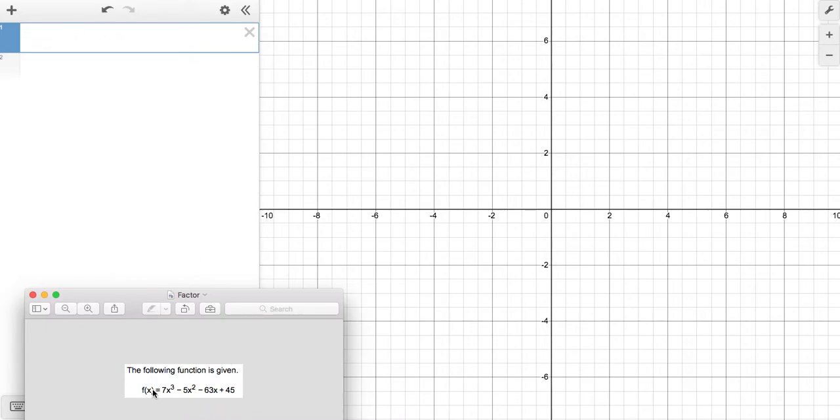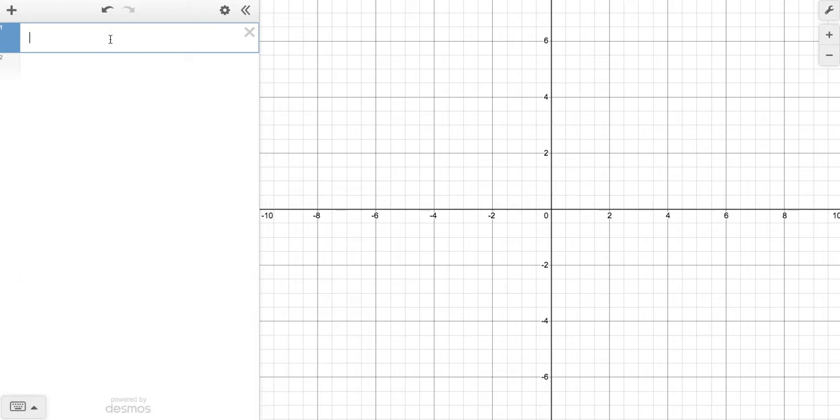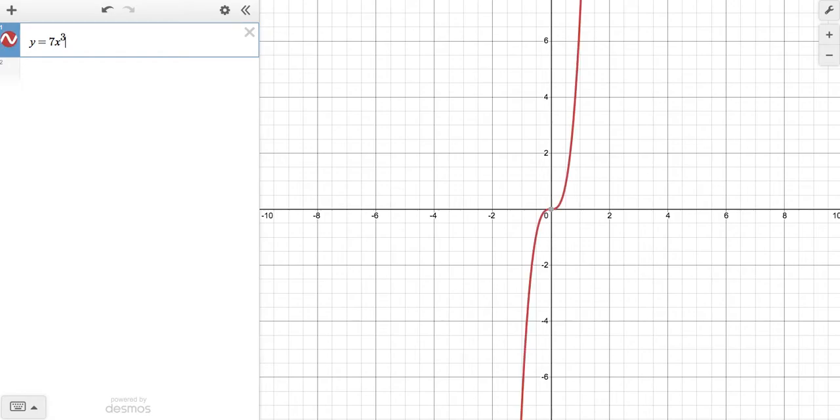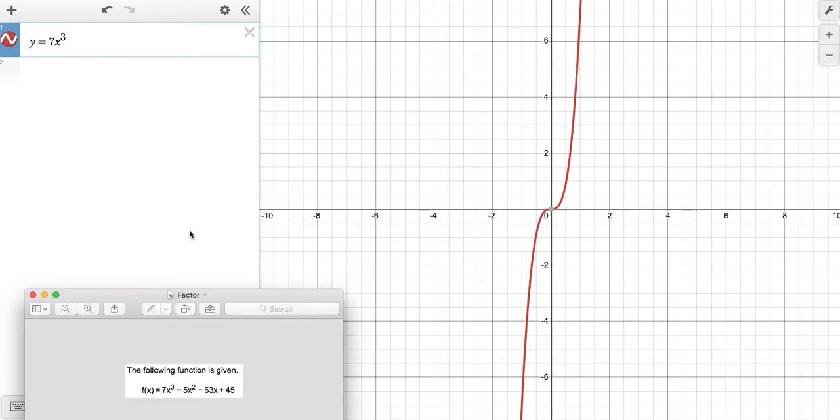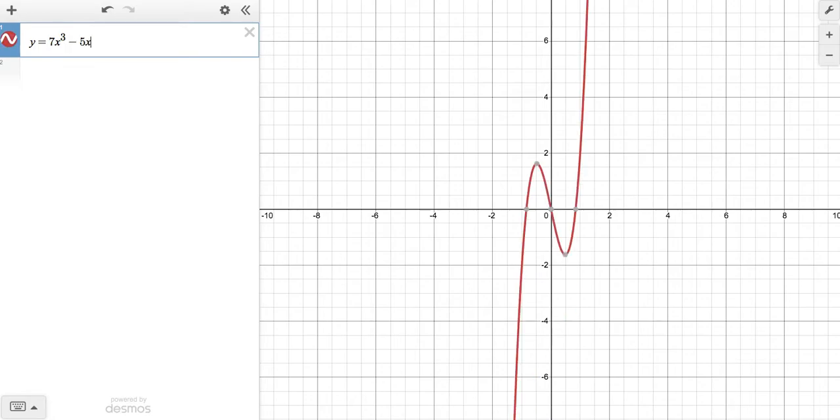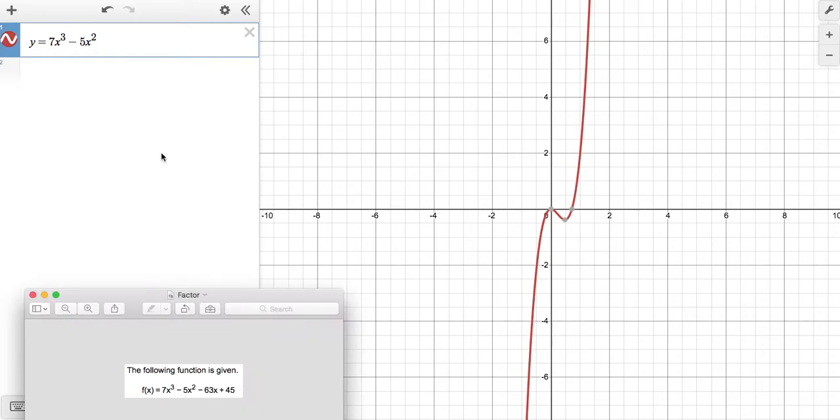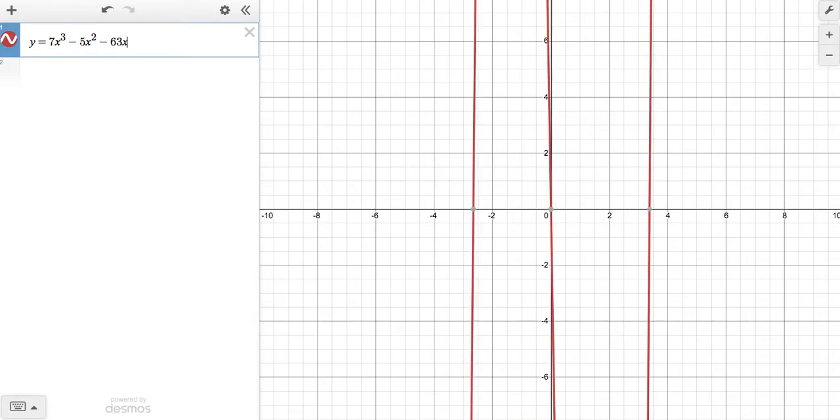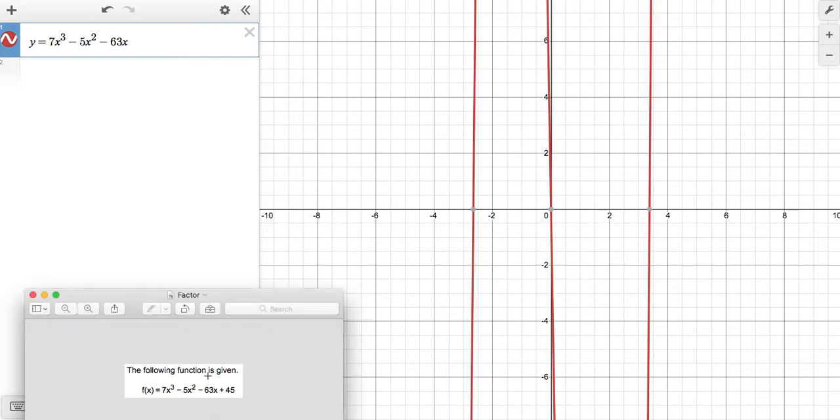You can type in f of x if you want, or simply write y is equal to, and it'll give you the same graph. So for this, I'm just going to do y is equal to 7x, and if you want an exponent, you can press shift 6, which is a caret symbol, and you enter 3 for the exponent, you push over, and now you just write down the next term, which I believe was 5x squared, but let me just double check. It is. So I'll do minus 5x, shift 6, squared, I'll push over. Then it was minus 63x, and the last part was plus 45.